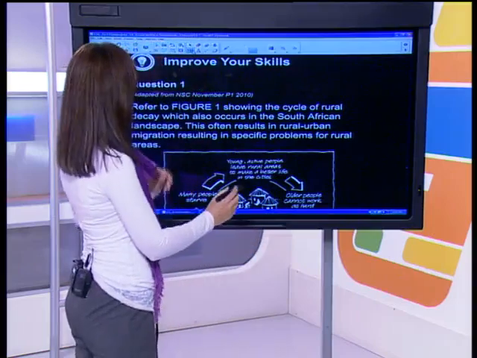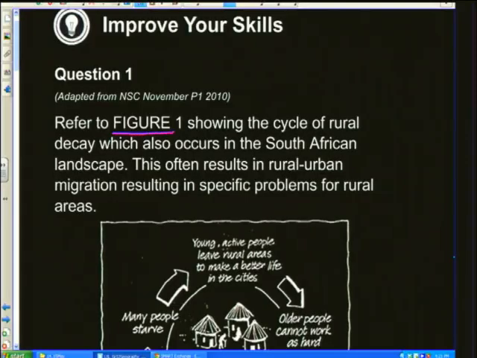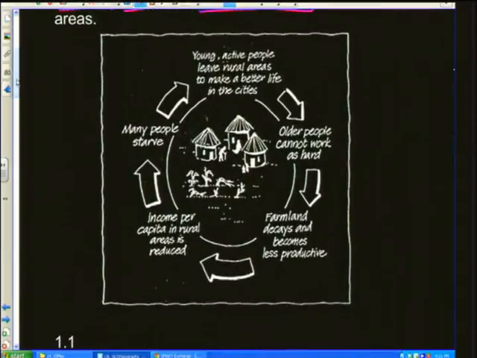If we have a look at the first question, they give you figure 1, and it's showing the cycle of rural decay, which also occurs in the South African landscape. This often results in rural-urban migration. Remember, people leaving rural areas to move to more cities and towns, resulting in specific problems for rural areas. Let's have a look at the diagram. Fairly similar to what we looked at before, all right?